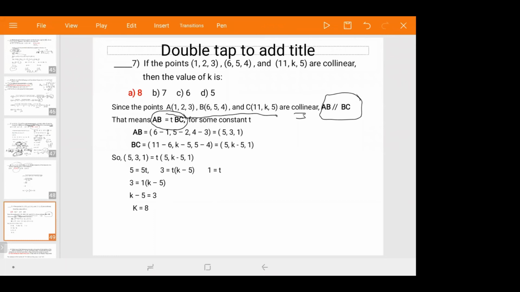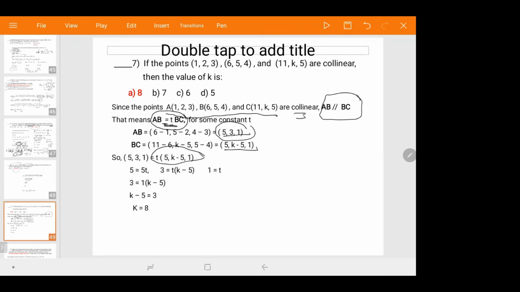What is AB? It is B minus A, the coordinates of B minus the coordinates of A. So you'll have 5, 3, 1. BC, coordinates of C minus coordinates of B, and you'll get it to be 5, k minus 5, 1. And we have said that AB equals t times BC. 5, 3, 1, AB is this one, must be t times 5, k minus 5, 1.